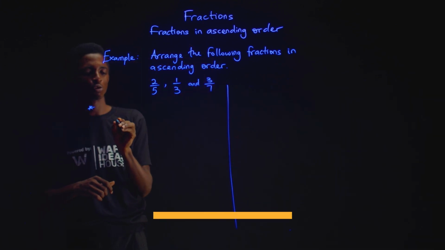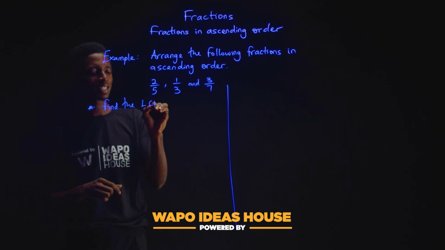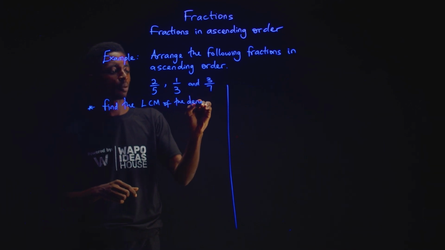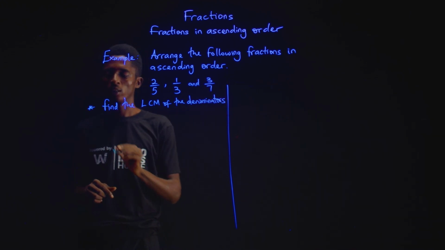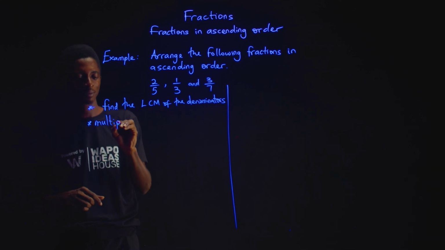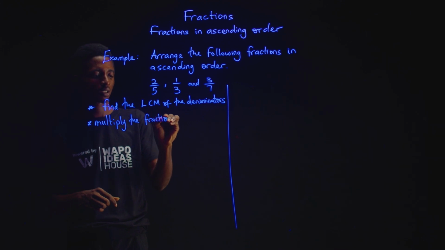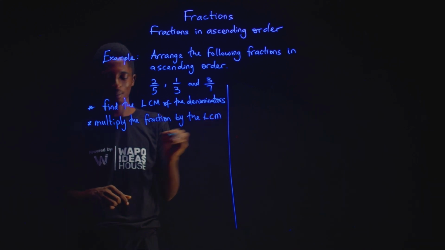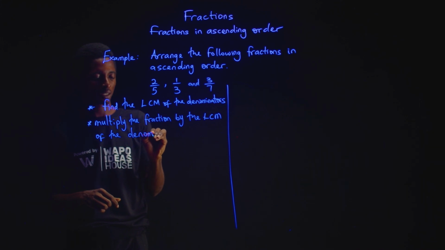The first thing you want to do is find the LCM of the denominators. Then the second thing you want to do is multiply the fractions by the LCM of the denominators.